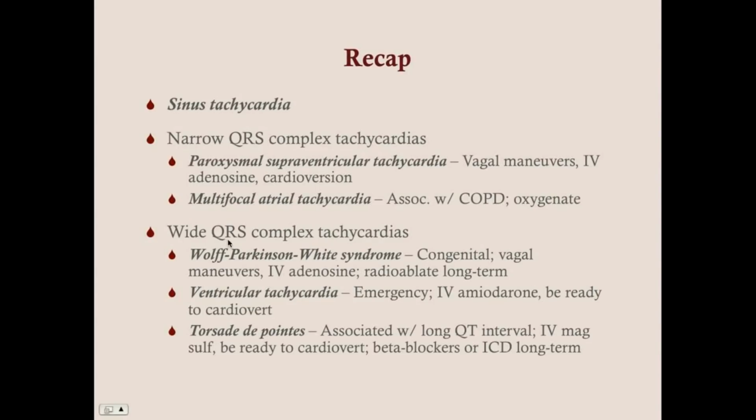Wide QRS complex tachycardias, Wolff-Parkinson-White Syndrome counts as one because you have that reentrant bundle. And so what you're getting is a wide QRS because you're getting a reentrance back from the ventricles to the atria. You'll have your delta wave on EKG. This is congenital. We will treat this the same way we treat PSVT. Vagal maneuvers, IV adenosine. We can also radioablate that reentrant pathway if we need to in the long term. We don't do that short term, obviously. So vagal maneuvers and IV adenosine.